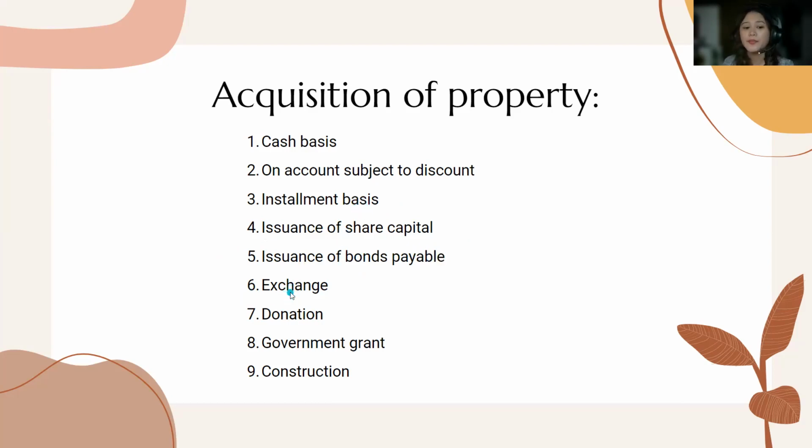Exchange. So, pwedeng through exchange, donation. So, dinonate mo. Dinonate sa'yo. Tapos, government grant and construction. So, ito yung mga different types na pwedeng ways ng pagbili ng property. Pero most common na nagagamit actually is cash basis and yung on account, yung para mag-i-installment. Itong first 3 siguro yung mas usual na nagagamit talaga in purchasing PPE. So now let's stop this sharing and share natin yung Excel file natin.